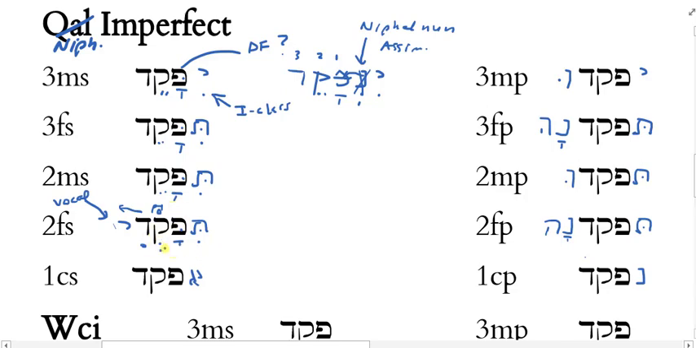So what do I need to ensure that the reader knows that that is a long A? Exactly. I want a metheg there. Tipaqedi. And that allows us to pronounce that shva vocally. Tipaqedi. And then for the 1cs, I would like a khirik as well.